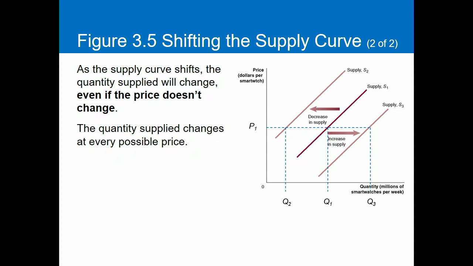So when the supply curve shifts, again, just like for the demand curve, the quantity supplied is going to change even if the price doesn't. So if we're right here, at our initial supply curve at P1, and we have an increase in supply, it's going to shift the curve to the right, and the quantity is going to increase from Q1 to Q3, even at the same price. And then the opposite happens with a decrease in supply: you shift it to the left, and at that same price, producers will supply fewer smartwatches.